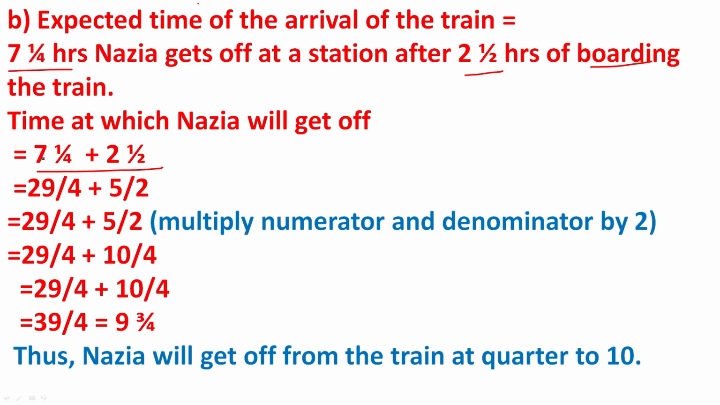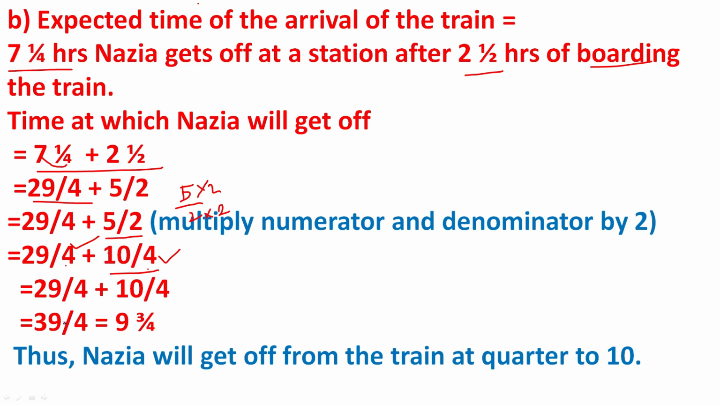Change the mixed fractions into improper fractions. 7 fours are 28 plus 1 is 29/4, plus 5/2. Multiply the numerator and denominator of 5/2 by 2. Why do we have to multiply the numerator and denominator by 2? To get the same denominator in both fractions. So this 5 by 2 will become 10 by 4. Now the denominator is 4 here and also 4 here. Now you can add the numerators alone.